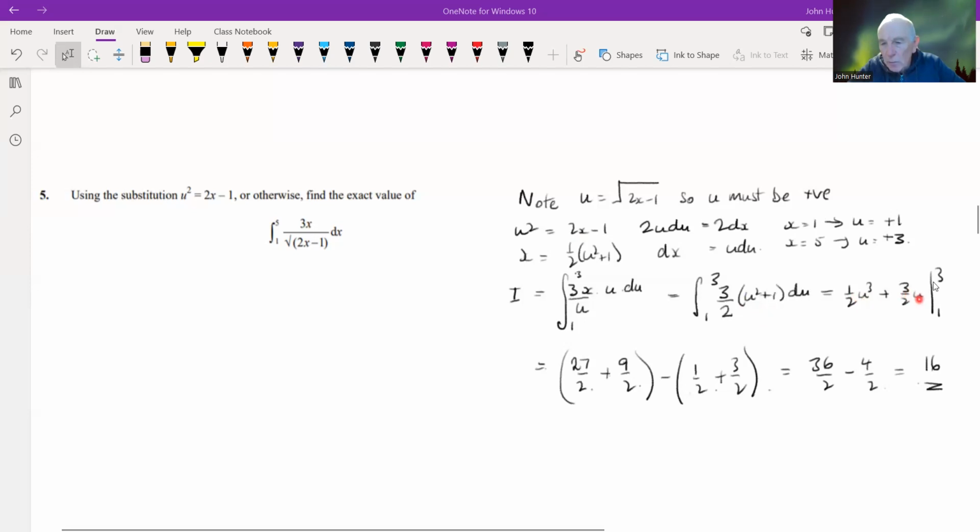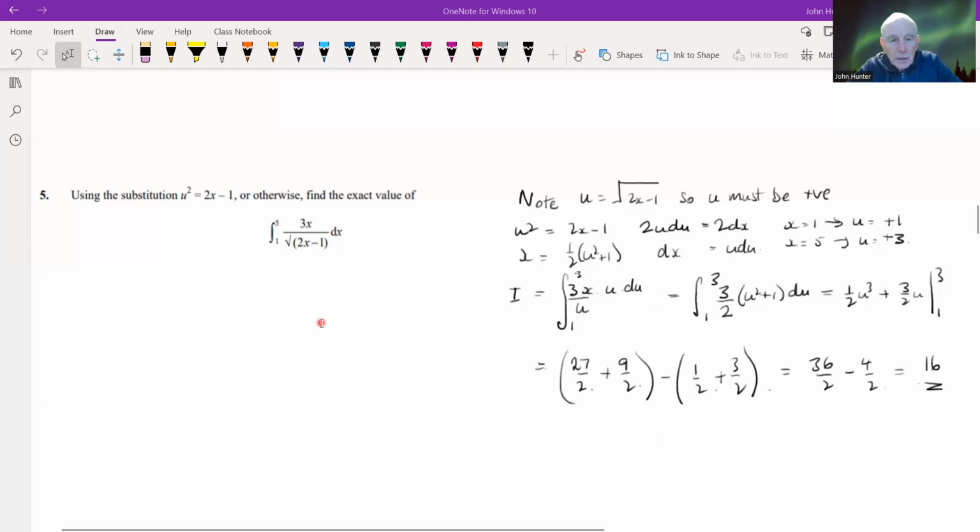It integrates to that. We apply our limits between 1 and 3, and basically that evaluates to this. You can pause the video and check that through for yourself if you like. Work that through, and that's going to be equal to 16. So that is the result of this. And as I say, in this case, we've done it not by switching the expression back in terms of x, but left it in u and changed the limits.